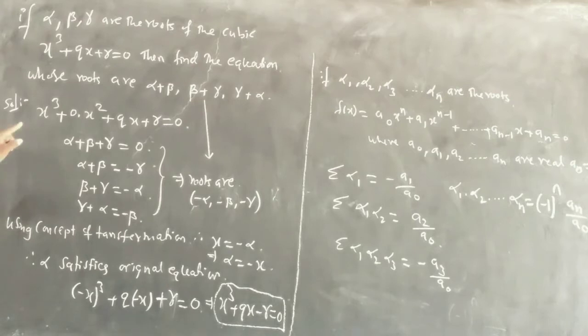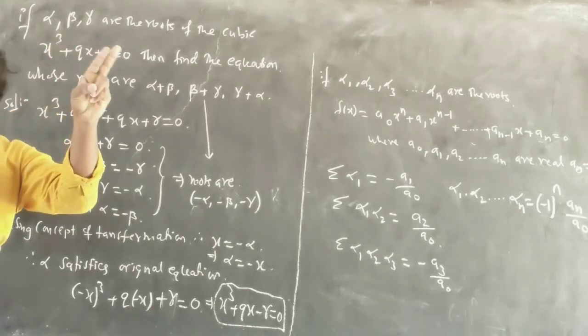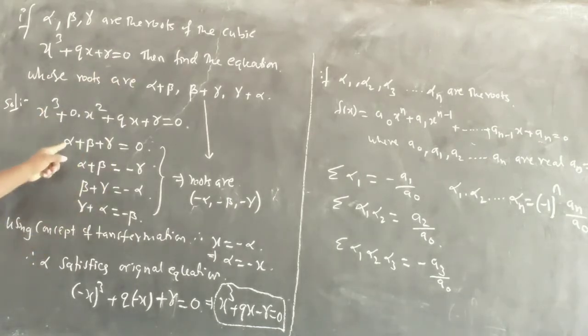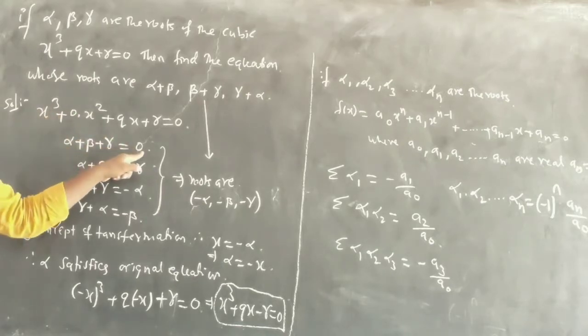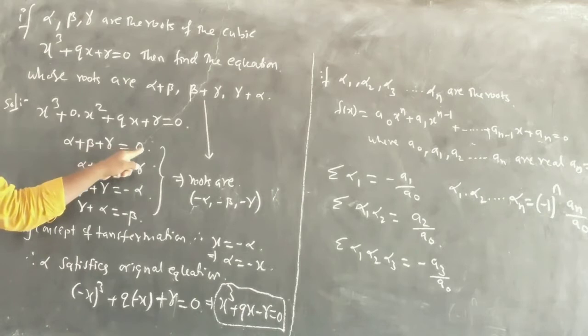So now what we do here: the equation is x cube, there is no x square term, so 0 into x square plus qx plus r is equal to 0. How many roots will be there? It is a cubic equation, so there will be three roots, alpha, beta, gamma. So alpha plus beta plus gamma, that is the sum of roots, is this by this, 0 by 1, that will be 0. So the sum of the roots is 0.